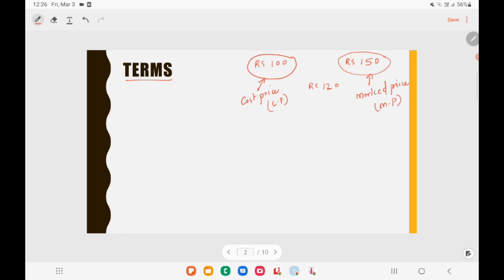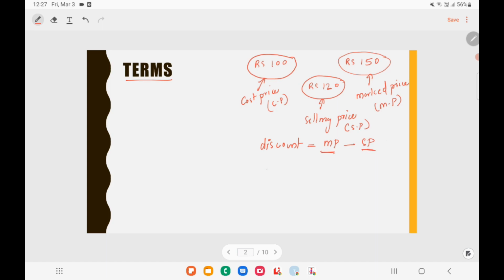But he didn't sell it for 150 because he gave a discount of rupees 30, right? And he sold it for rupees 120. So this is known as selling price, selling price or SP. Here the discount given by the shopkeeper was rupees 30, that is equal to marked price minus selling price. Marked price was 150 and selling price was 120, so the discount was 30.